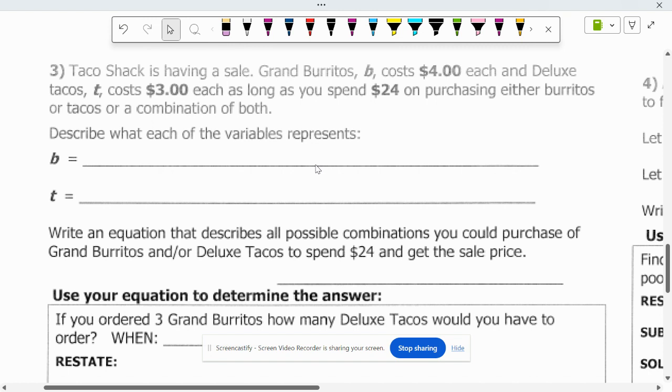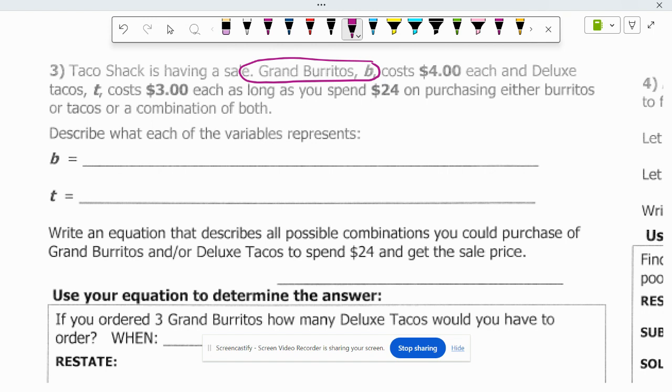So Taco Shack is having a sale. Grand burritos cost $4 each, and deluxe tacos cost $3 each. As long as you spend $24 on purchasing either tacos or burritos. So describe what each variable represents. So the variable B, Catherine, what does the variable B represent? And it's how many of each, right? So how do we say that?